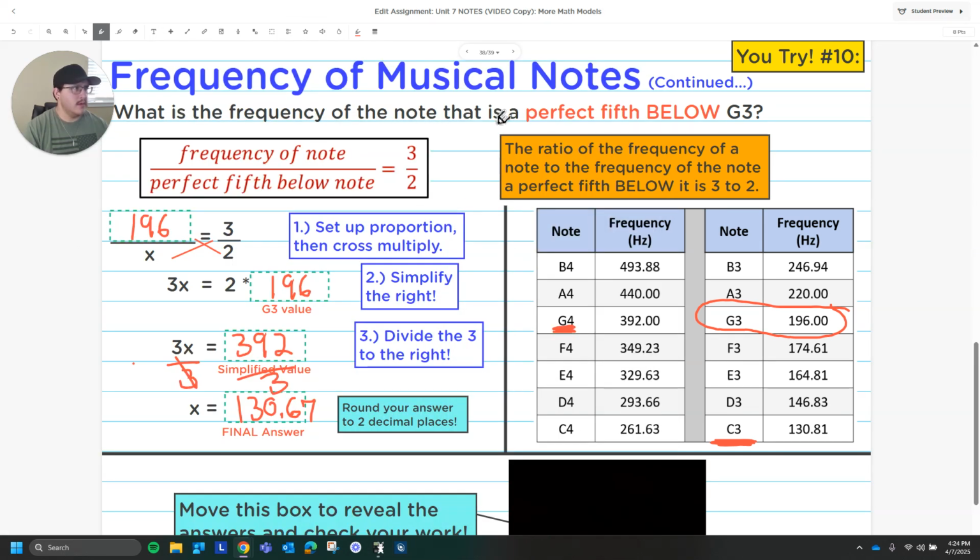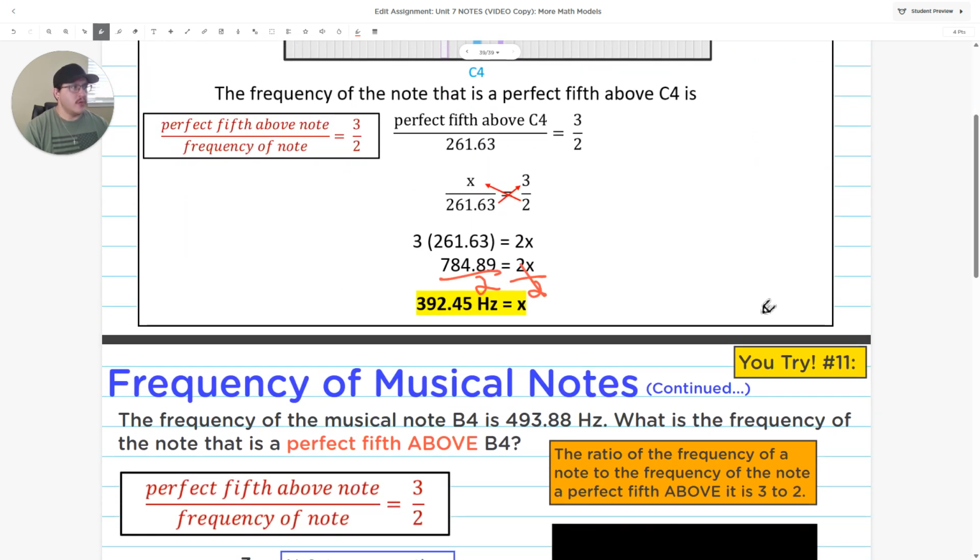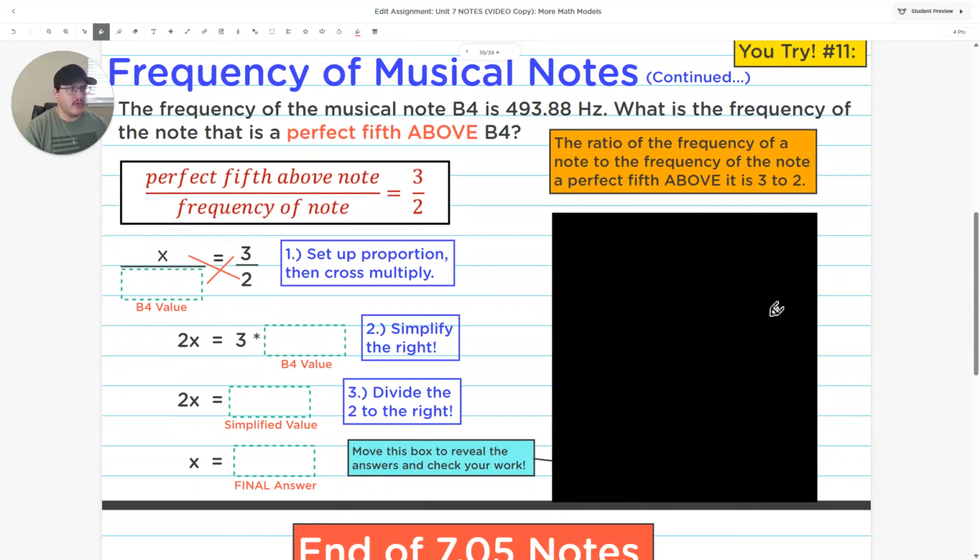That's it for that example, example number 11. Now there's a U-try. U-try number 11, the last U-try of this lesson. We have a frequency of the musical note B4, which is 493.88 hertz. What is the frequency of the note that is a perfect fifth above B4?